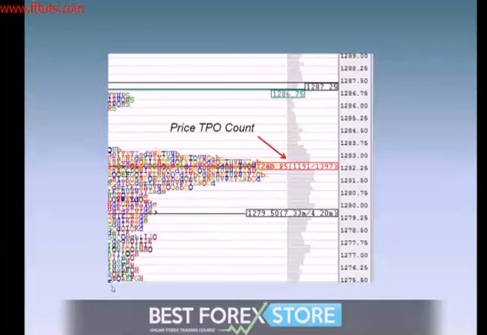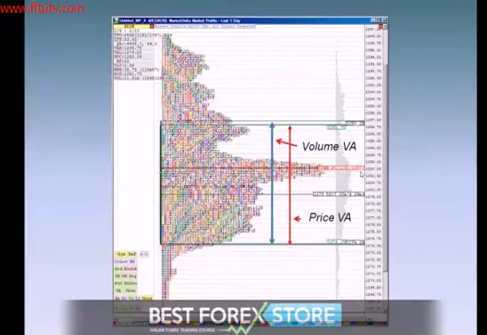So the key question now is, what is the significance of these numbers? We know now that we had 1,397 TPOs below the POC, and we had 1,191 TPOs above the point of control. So what? Well, here's the so what. The number for the TPOs below the POC was actually quite a bit higher than the number above. So what that really tells me is there's buying going on here.